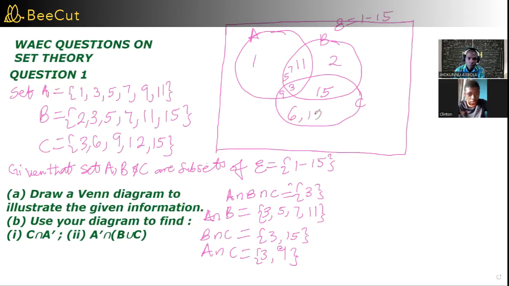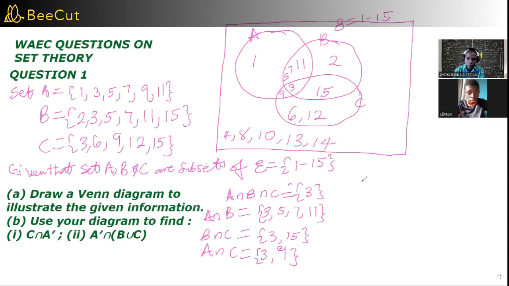So if we count 1 to 15, 1 to 15 are represented in all of these. So we have seen 1, 2, 3, no 4. Yes, 4 is outside. 5 is there, 6 is there, 7 is there, 8 is not there. 9 is there, 10 is not there. 11 is there, 12 is there, no 13, and no 14. So these are outside the 3 circles, but inside the universal set.